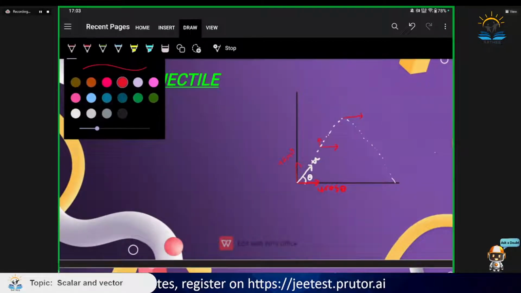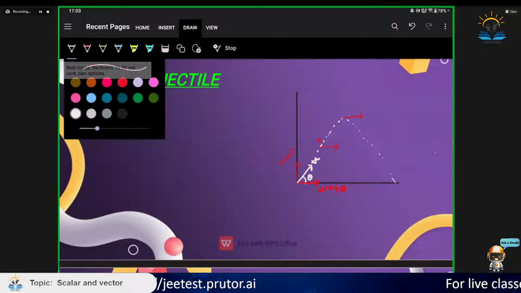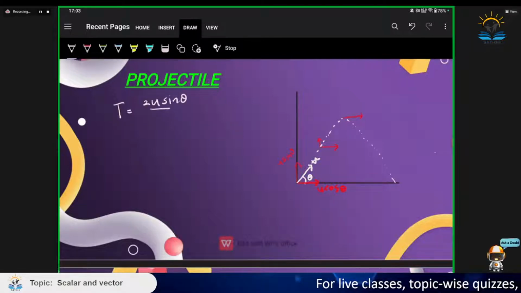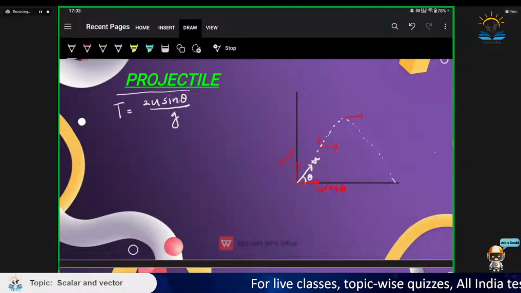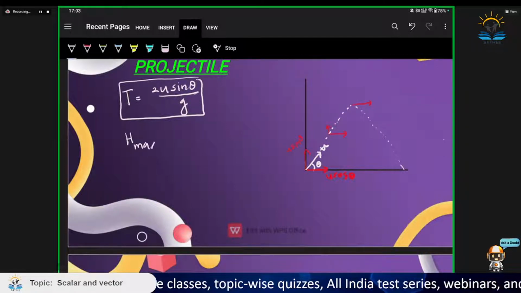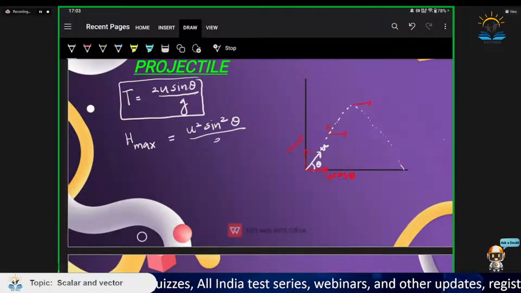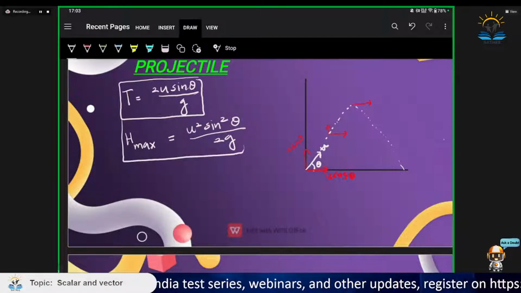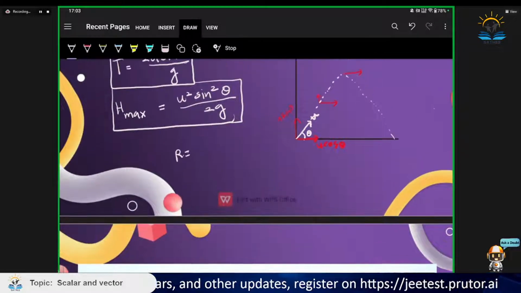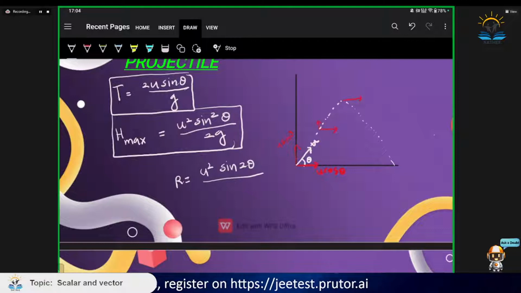What are those formulas? The equation for time of flight: t equal to 2u sin theta by g. Everyone has to learn this by heart. And the equation for maximum height: h max equal to u square sin square theta divided by 2g. And what is R? Range. Range R equal to u square sin 2 theta divided by g.